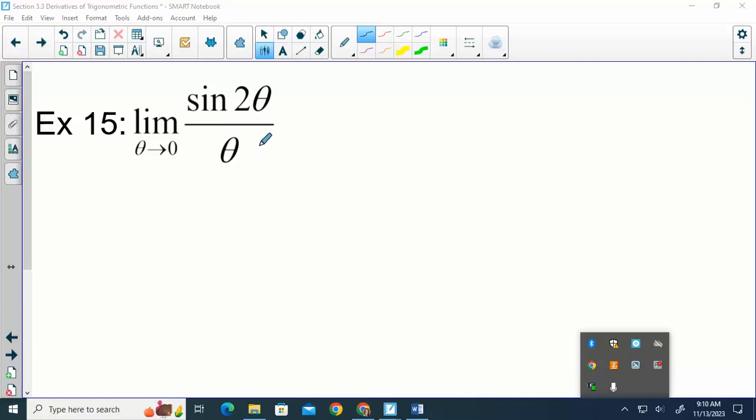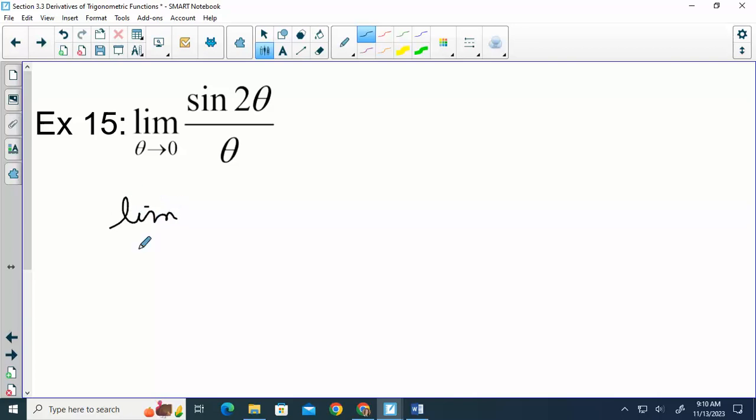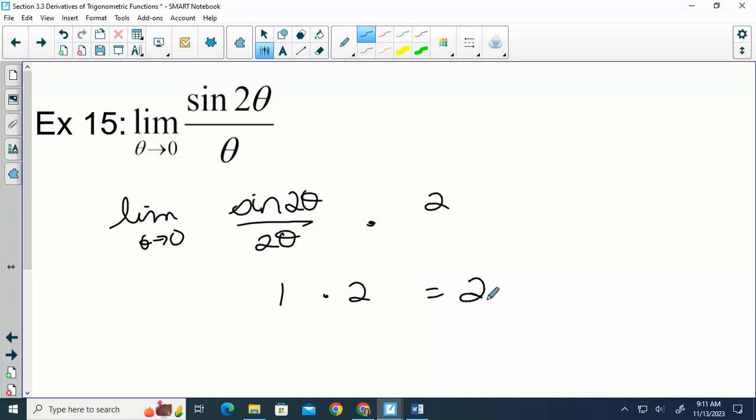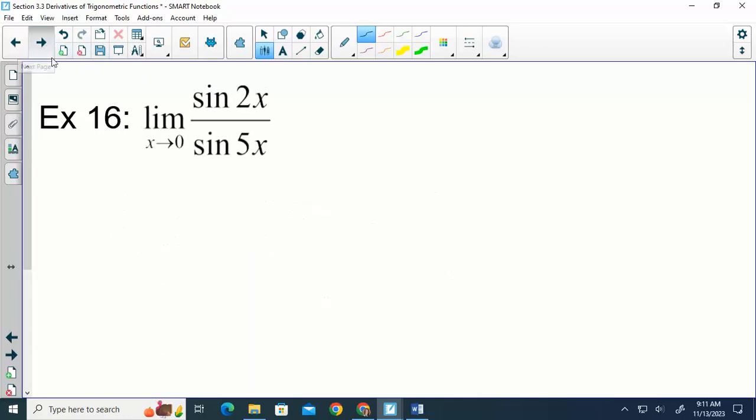All right, what do we need? A 2. So if we add a 2 on the bottom, we need 1 on the top. So we get 1 times 2, which is 2. Right, just a couple more.